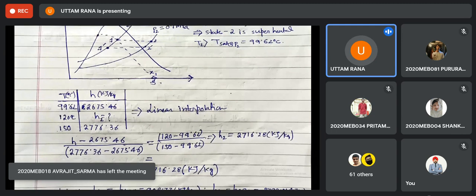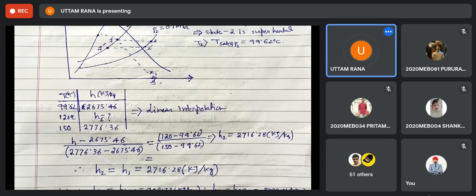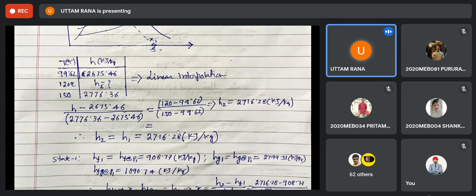So if you look into the table, here we will find that at temperature, the property values corresponding to P2 is given at temperature 99.6 degree. The corresponding value of H is 2675.46. And we have to find the value of enthalpy at 120 degrees centigrade, and the other value given in the table is 150 degree centigrade. The corresponding value of H is 2776.36 kilojoule per kg. So you go for the linear interpolation to find the value of H2. So H2 is basically obtained in this process is 2716.28 kilojoule per kg.